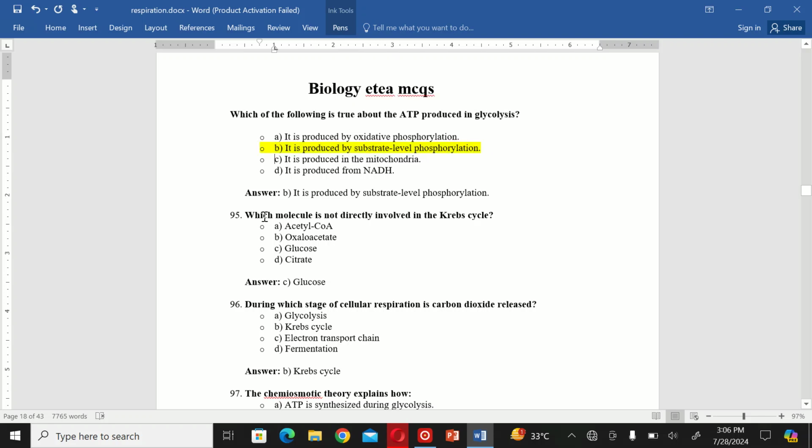The next MCQ is which molecule is not directly involved in the Krebs cycle? A. Acetyl coenzyme A. B. Oxaloacetate. C. Glucose. D. Citrate. So the correct option is C.